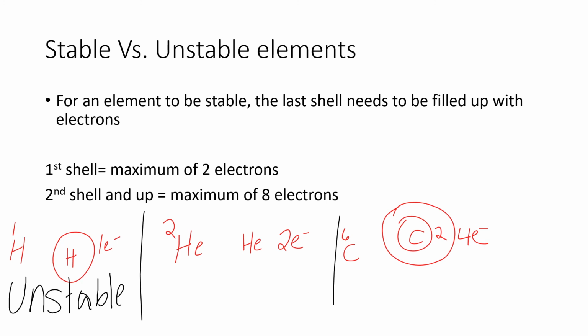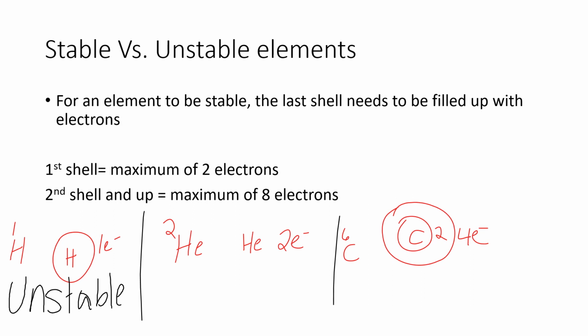Because as you can see right now, it's unstable. And we're actually going to take a look at examples of how 2 hydrogens can actually help stabilize each other. We'll talk about it in a few. Let's take a look at helium.